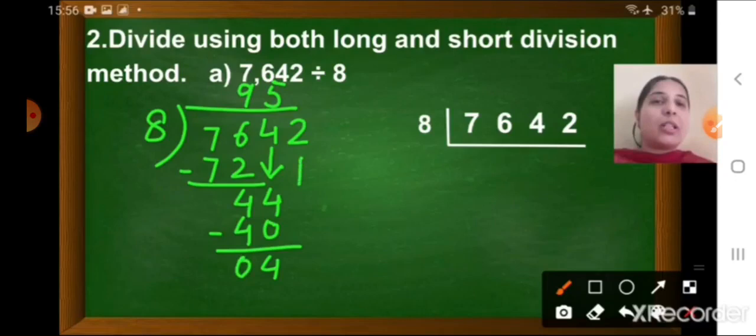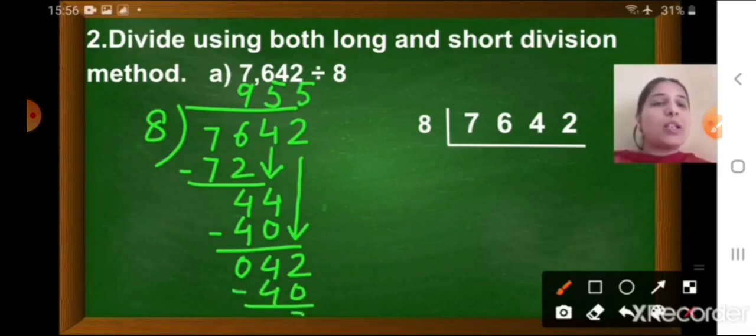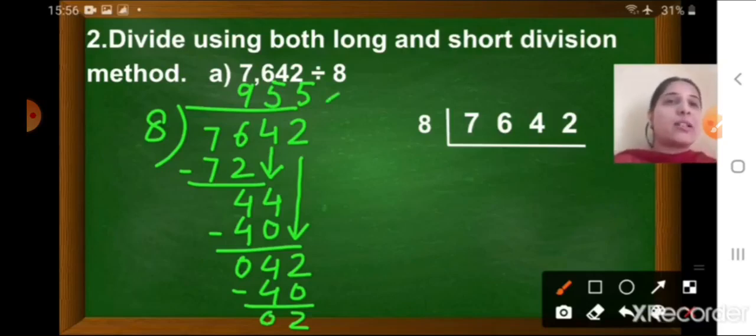Now we'll bring down the next digit from the dividend, which is 2. So now we have 42. So again 8 5s are 40, because 8 6s are 48 will be more. So 8 5s are 40. Now let's subtract. So 2 minus 0, 2. 4 minus 0, 4, 0. So in this way the quotient is 955, whereas the remainder is 2 here.